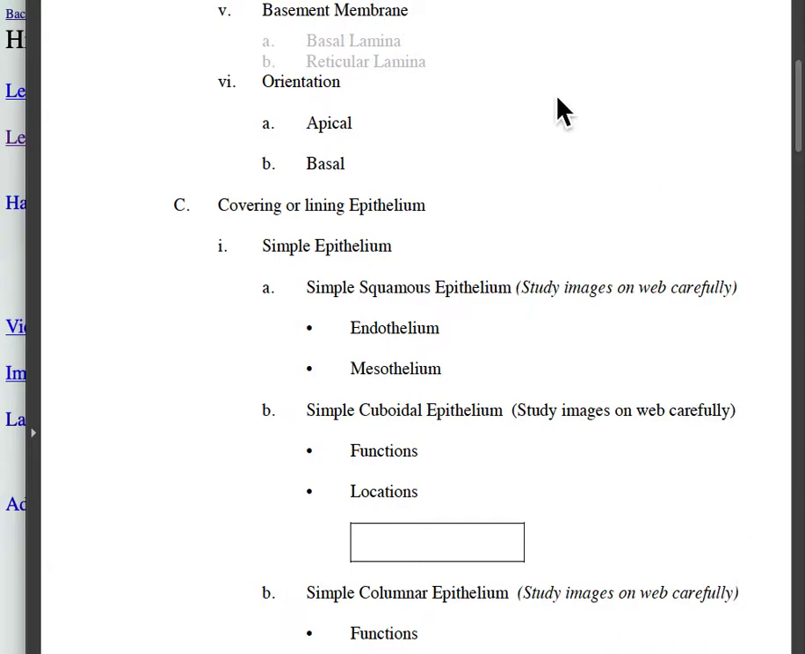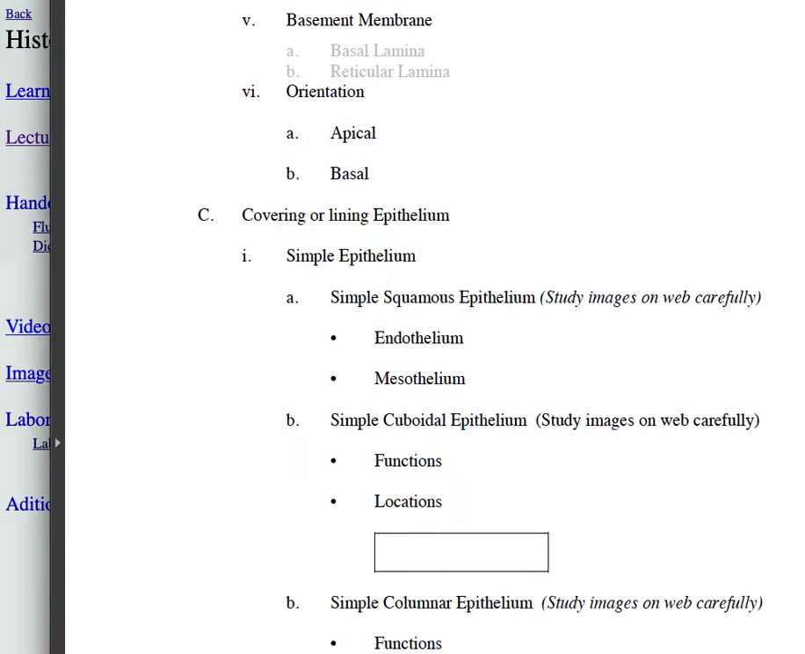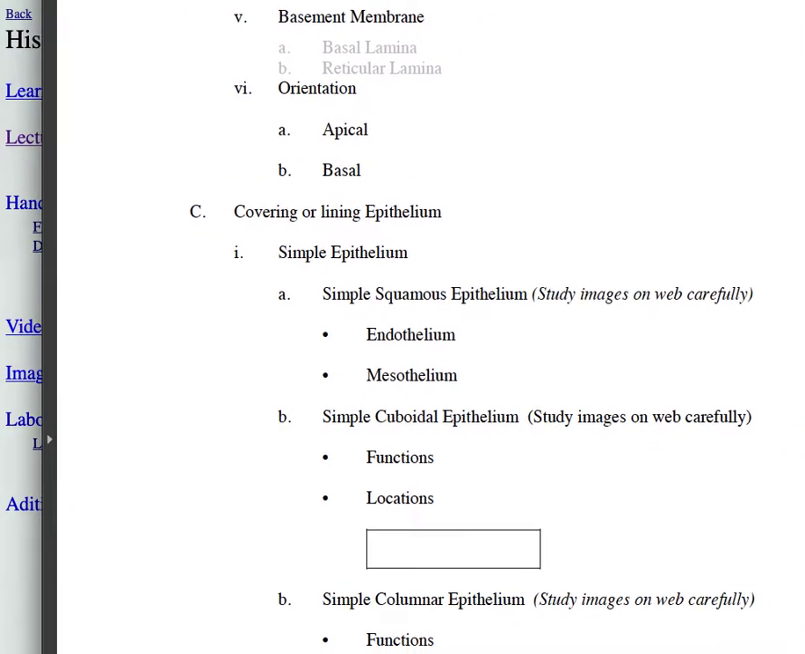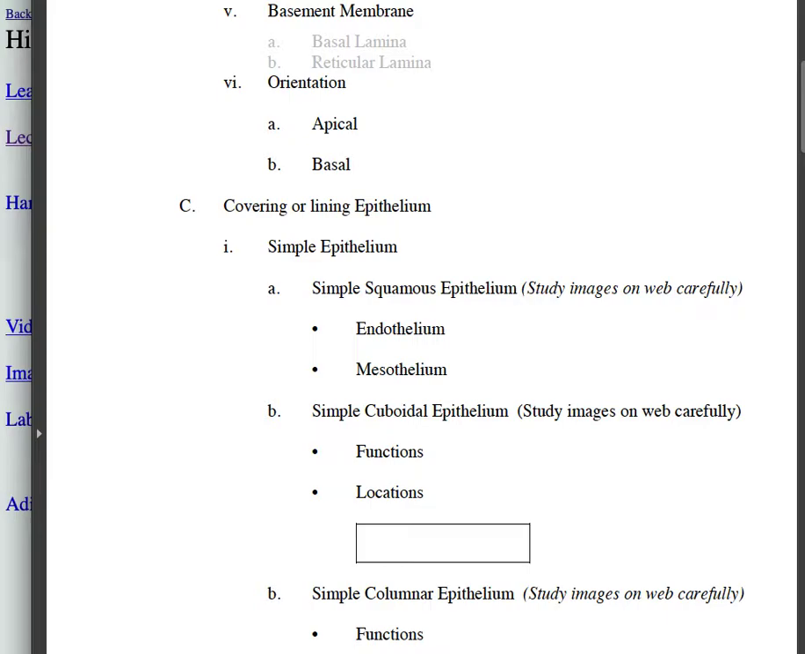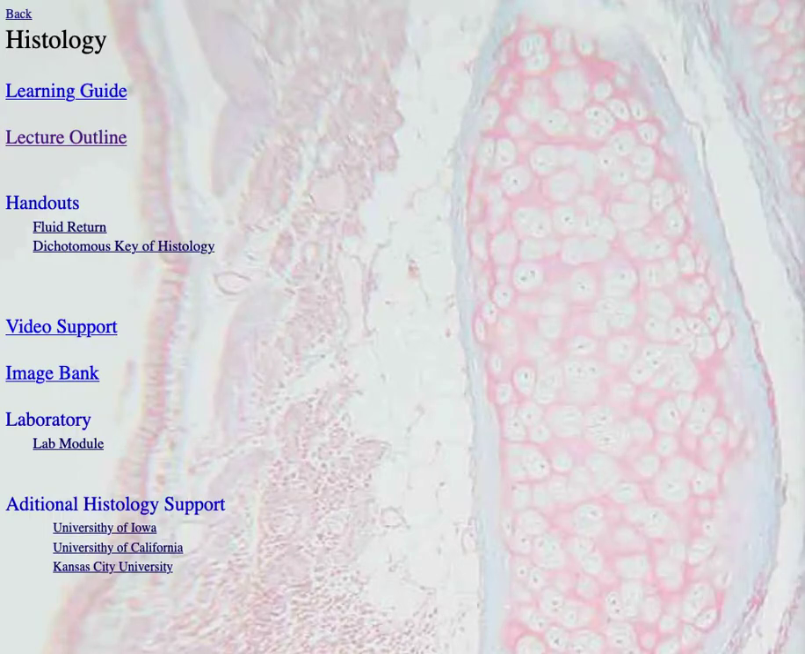Because you're actually going to be examined on this information twice. You'll have a lecture exam on it, and then you're going to have the lab practical. And when you do the lab practical, it is going to be very visual. You're going to see images of the tissues, and you'll need to know some basic information about it, such as the name, the function, and the location.